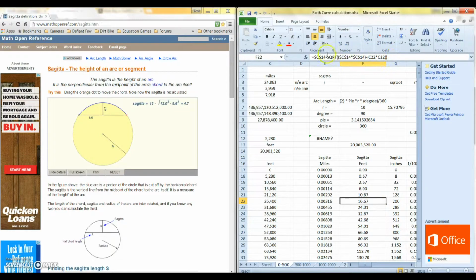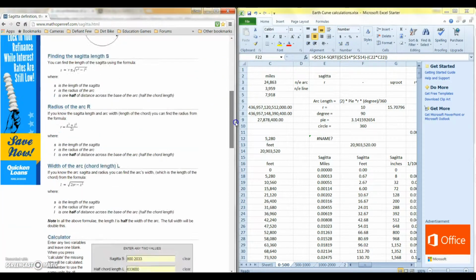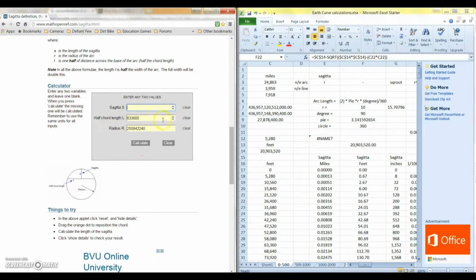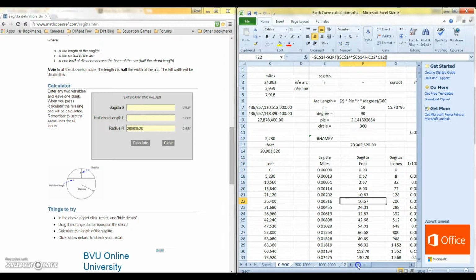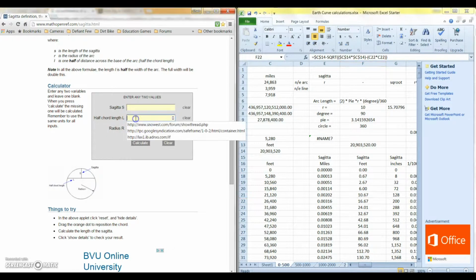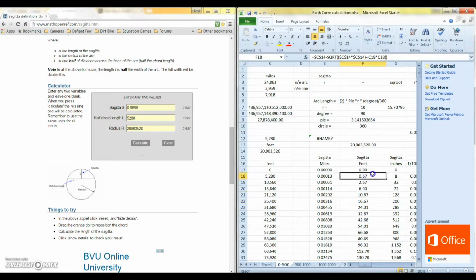Now you say, okay, is my formula really correct? Well, the nice thing is you have this thing down here. We can delete this. The radius is 20,903,520 feet, and my half chord length is whatever we want it to be. If I want it to be 1 mile, we say 5,280, and we hit calculate. That's 0.6668, exactly what I came up with. I've only gone 2 decimal points here, but if you go further, it does go to 0.6668.